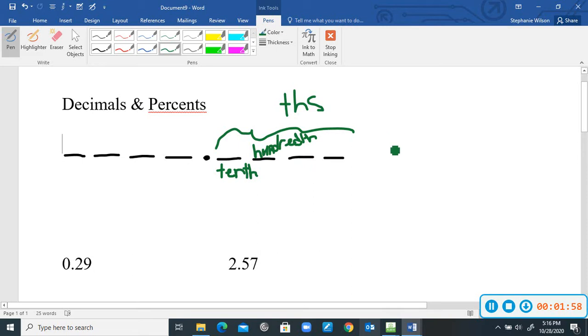In front of the decimal, though, there is no TH at the end of the word, and we start with 1, right? Ones, tens, hundreds, thousands, and so on. Kind of get where we're going with that?